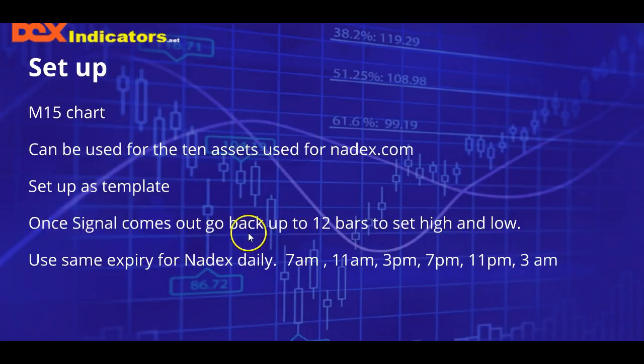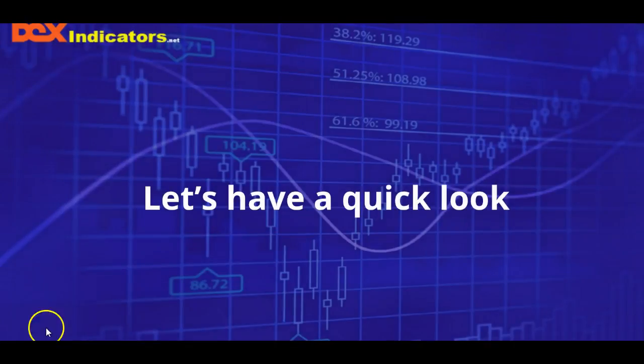Once the signal comes out, you're going to go back 12 bars to set your high or low, and you're going to use the same expiry that you have on Nadex: 7 a.m., 11 a.m., 3 p.m., 7 p.m., 11 p.m., and 3 a.m. Those are the ones that you'll use, just the same as on Nadex. And we'll show you how to do all that right now. Let's go have a quick look.